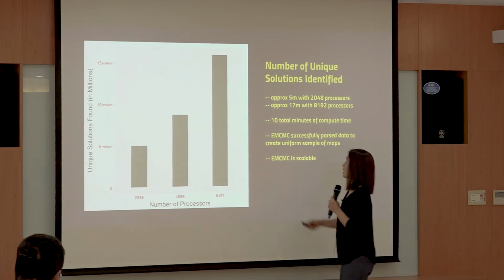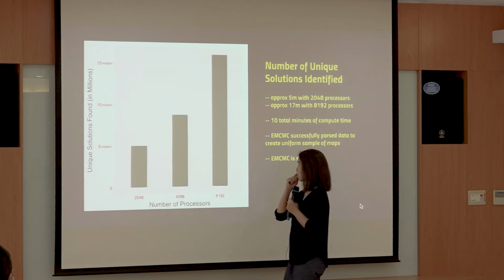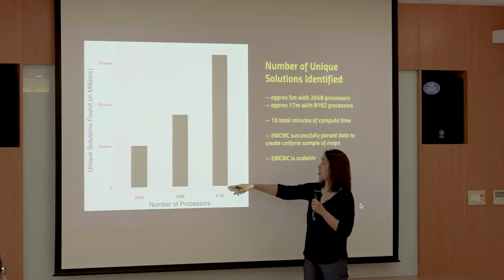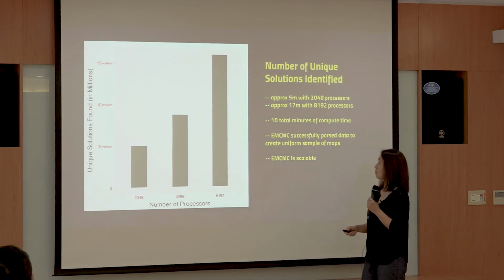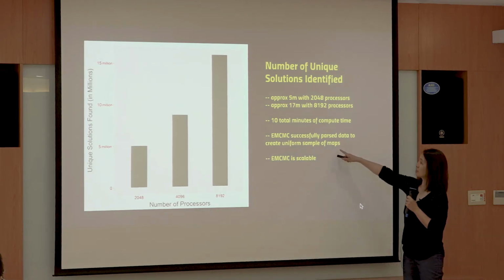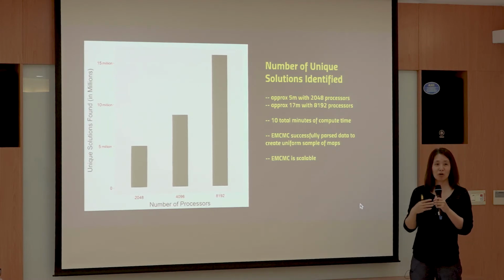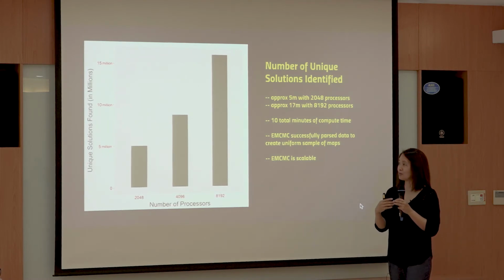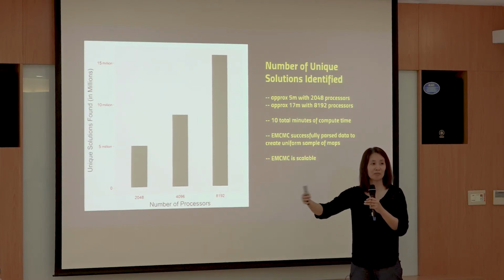This is also our algorithm, scaling on 2,000, 4,000, 8,000 processors, finding a lot more solutions, like more than double the number of solutions as you double the number of processors. So the idea there is the same thing that I was explaining to you before, that the algorithm scales with processor cores. Just because I have twice as many now, it doesn't slow it down, it makes it faster.